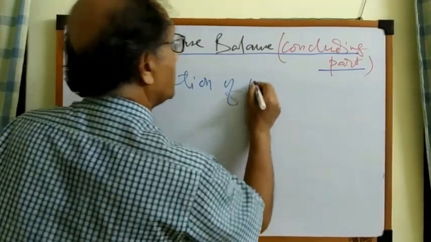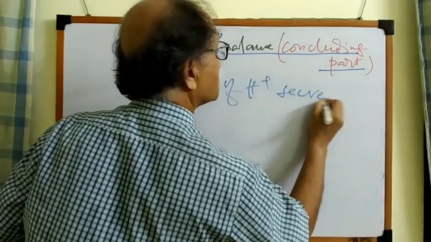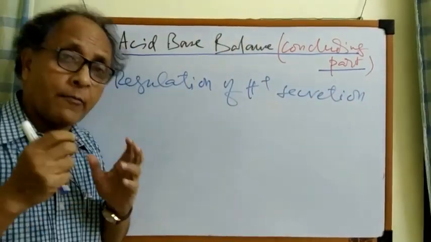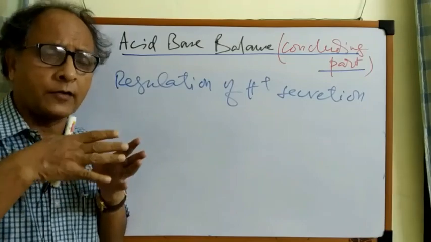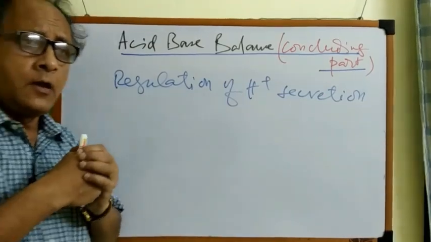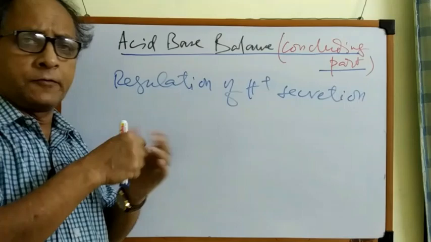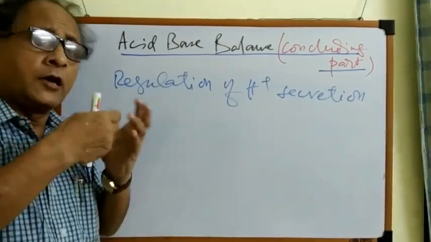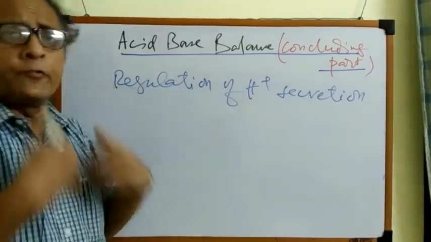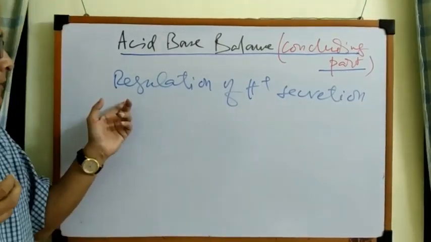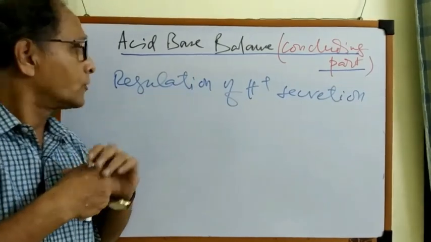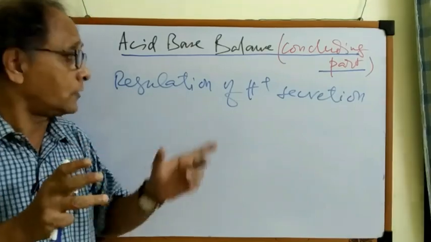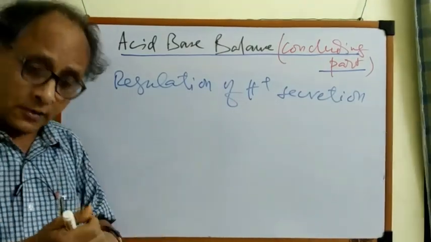Regulation of H plus ion secretion. The H plus ion secretion I discussed in detail, or more specifically bicarbonate derived H plus ion secretion, whether it is a recovery of bicarbonate or generation of new bicarbonate, whatever it is, ultimately H plus ion is secreted in the tubular lumen. So let us see how this H plus ion secretion is regulated, or what are the important factors which regulate this H plus ion secretion.